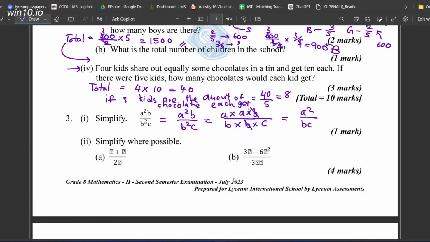Okay. And in the second part of third question, simplify where possible.